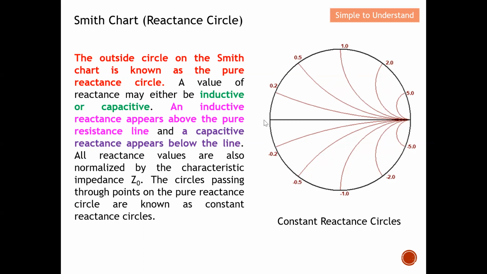Earlier on I discussed the resistance value, which is normalized. Now I'm talking about the reactance value. Again, it also needs to be normalized by the characteristic impedance. The circles passing through points on the pure reactance circle are known as constant reactance circles. Imagine that these are some circles here. These are what we call constant reactance circles.